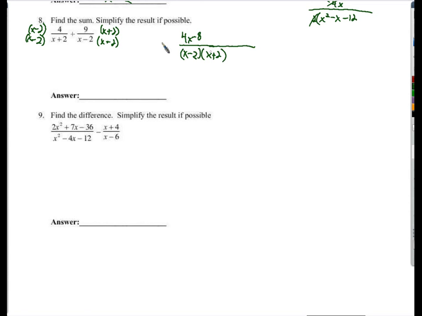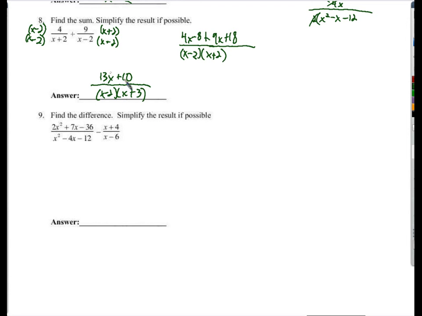And let's just say we know that we're going to have a common denominator. We're going to combine the numerators together. We're going to add them together. We get 9x plus 18. So we have 13x plus 10 over x minus 2 times x plus 3.